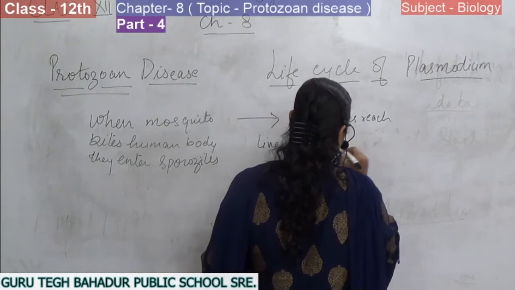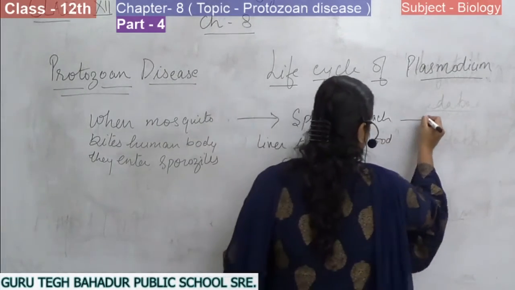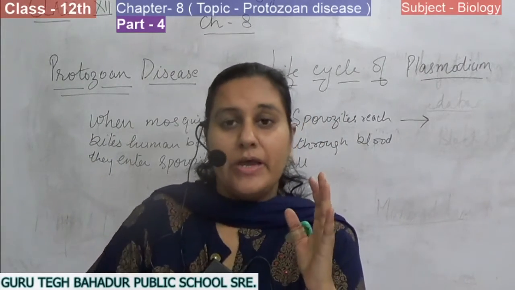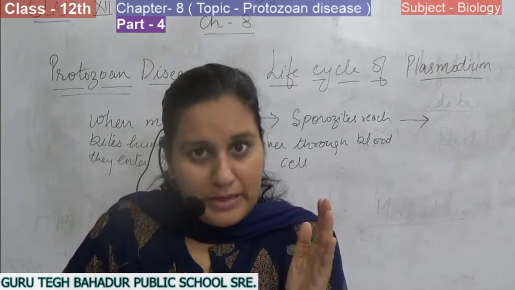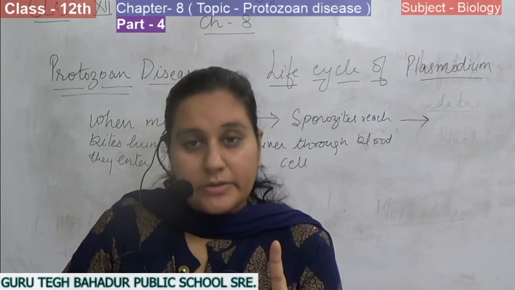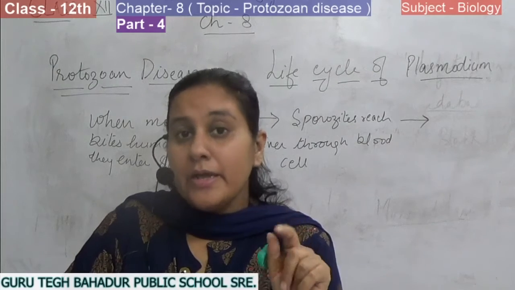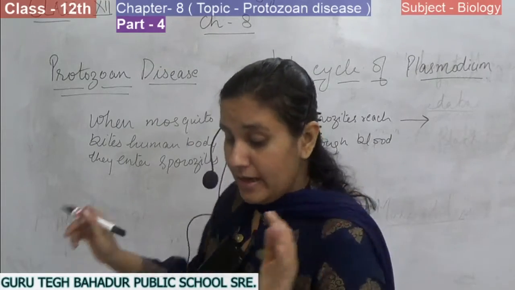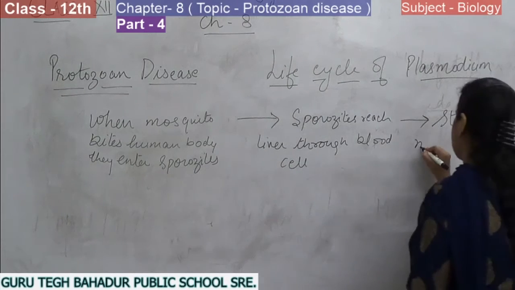Now how do they go to the liver? They move to the liver through the blood cells. After reaching the liver, what will they do? They start multiplying in the liver cells. When I started the pathogenic diseases, I told you one thing: every organism that is pathogenic in nature and affects the body of the person first enters the human body, and after that it starts multiplying. So here the next step is that after reaching the liver cell, they start multiplying in the liver cell.